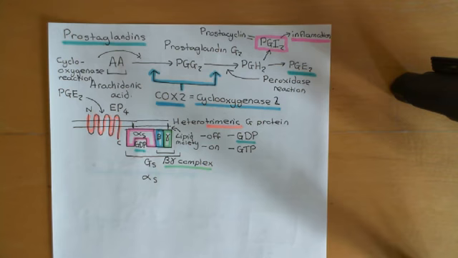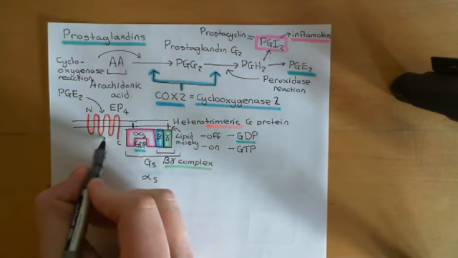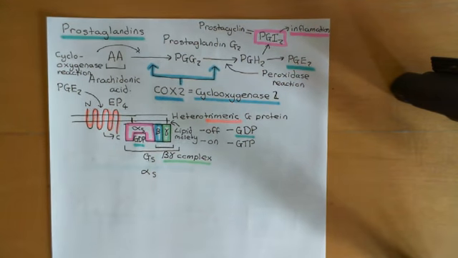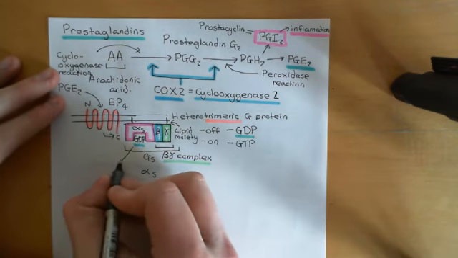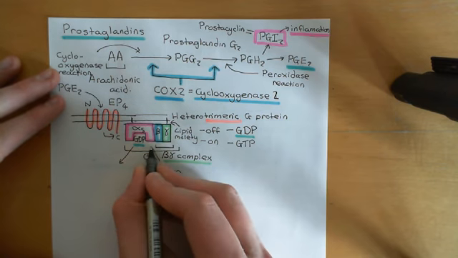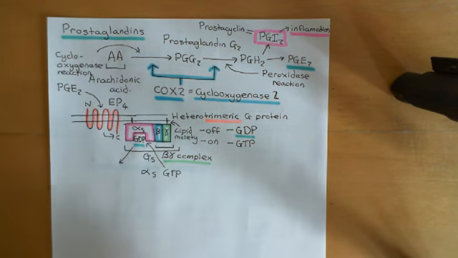So when prostaglandin E2 binds to the EP4 receptor, it's going to cause conformational changes in that EP4 receptor, which is then going to allow the EP4 receptor to bind to a GS heterotrimeric G protein that's in the off state, and it's going to be able to activate that GS heterotrimeric G protein. So it's going to rip that GDP off, and then what's going to happen is a GTP molecule will come in from the cytoplasm and replace that GDP molecule. So you're going to replace the GDP with GTP.